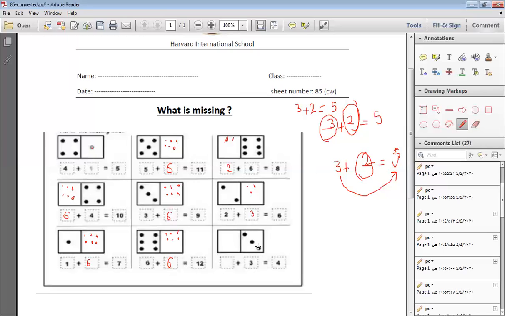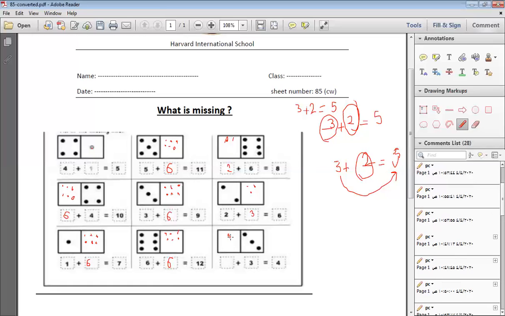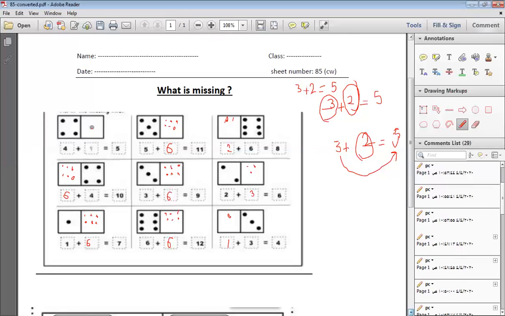Okay, here they are 3, and he needs the 3 to be 4. Okay, then I will draw, and while I'm drawing, I will count after the 3, 4. I only put 1 dot, so it will be 1 plus 3 equals 4.